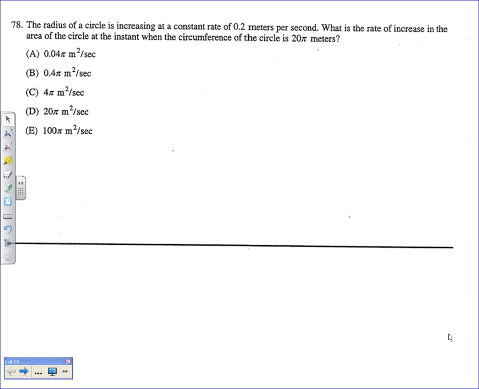Number 78 says the radius of a circle is increasing at a constant rate of 0.2 meters per second. The radius is changing over time. It's increasing, so it's positive, a positive 0.2 meters per second if you desire to write in the units. It says, what is the increase in the area of the circle at the instant the circumference is 20 pi meters?